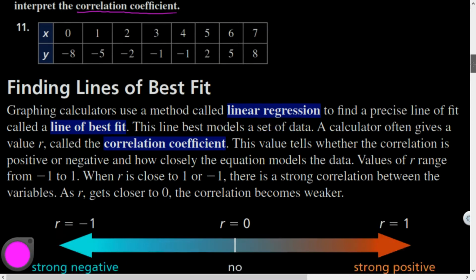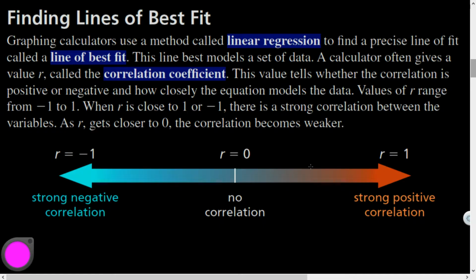Here's the way we describe it. It's a number referred to as R. When we use technology and the linear regression system to find the best fit line, to find a precise line of fit, this line best models the set of data. The calculator can also give us a value referred to as R, called the correlation coefficient. This value tells whether or not the correlation is positive or negative and how closely the equation models the data. The values of R range from negative 1 to 1. When R is close to 1 or negative 1, that means there's a strong correlation between the variables in either the negative or the positive direction.